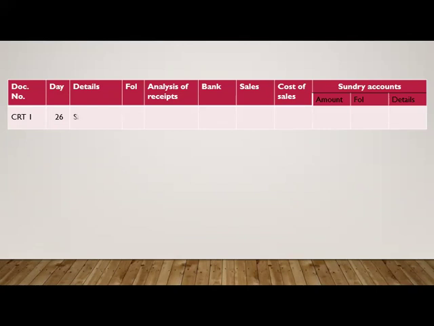And we have 26 sales. Under analysis of receipts, we will have 1,250. Under bank, we'll have 1,250. Under sales, we'll still have 1,250. Under cost of sales, how much are we going to have? Do you guys understand why we have 1,250 under bank? Bank, yes. That's how much we are receiving. We won't receive the cost price. We are receiving the selling price. That's a good one.